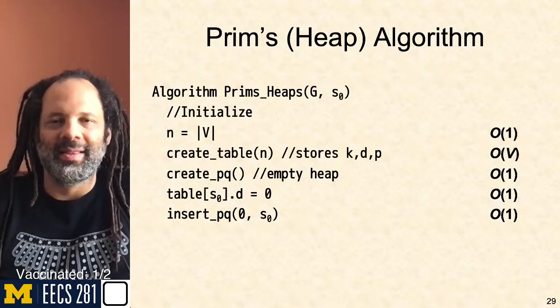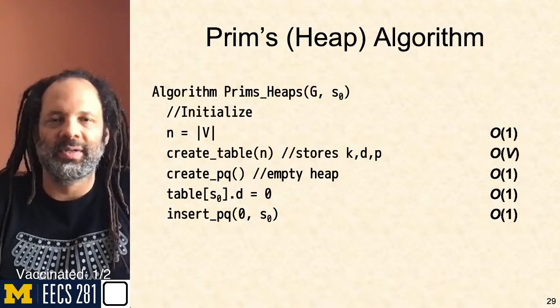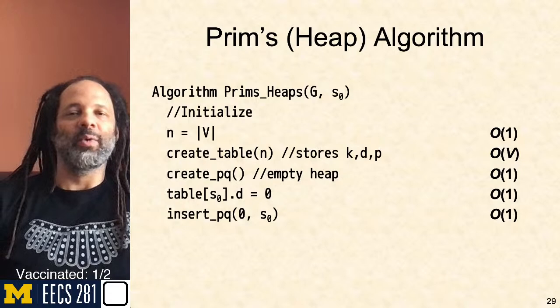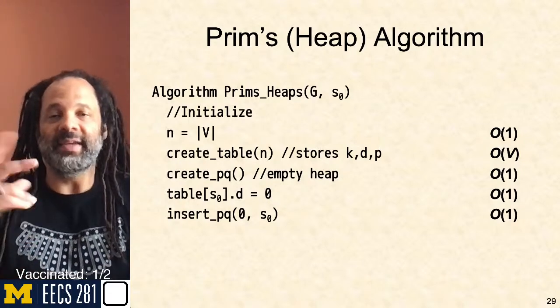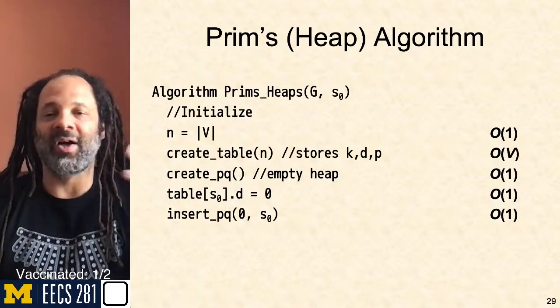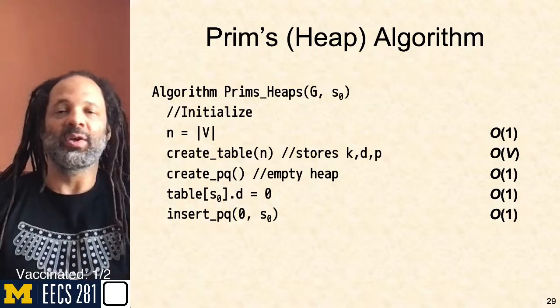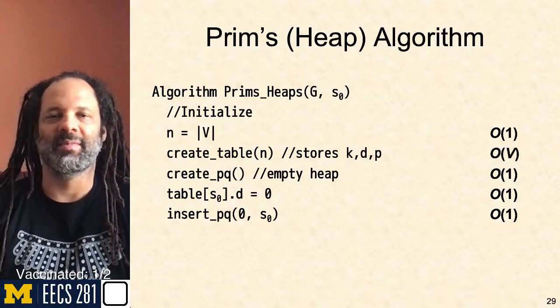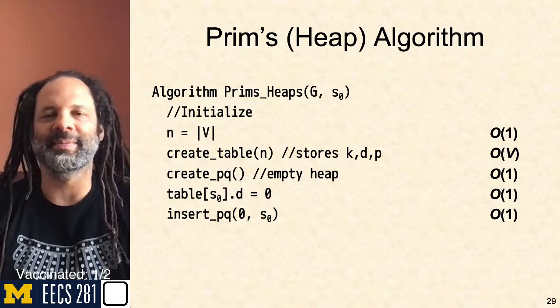Density. The density of the graph matters. In a sparse graph, E is like V. So when you want to compare V squared and E log E, if E is like V, you're looking at V squared versus V log V. I'll take the V log V, thank you.